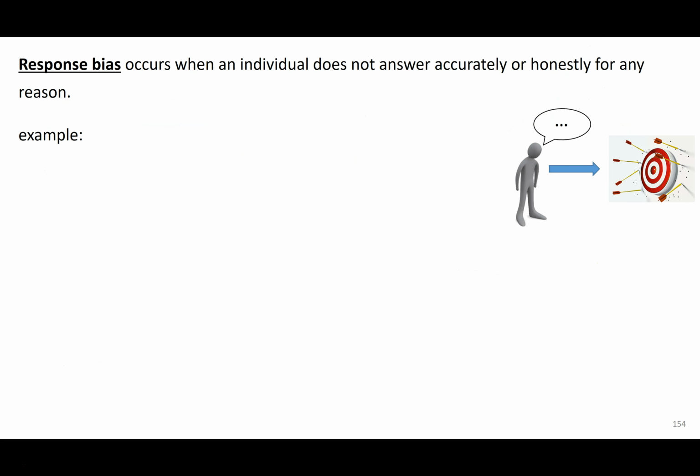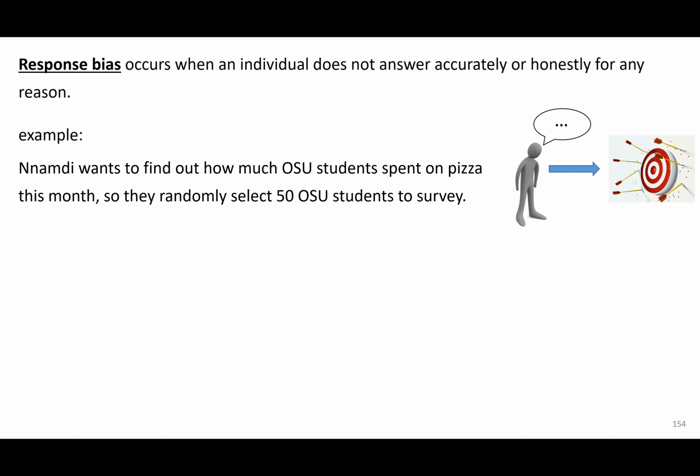Then response bias. So it occurs when an individual does not answer accurately or honestly for any reason. So it could be that they want to mislead the study. It could be that they are trying to please the interviewer or annoy them. It could be that they just don't know. There are so many different reasons. The wording of the questions, the order of the questions, the wording of the answer options, the order of the answer options. Absolutely all of these things can factor in.